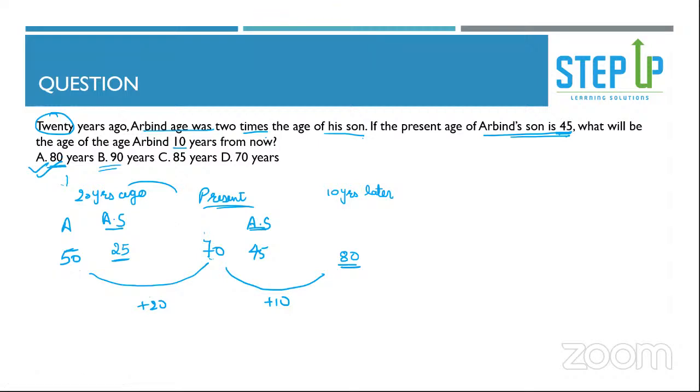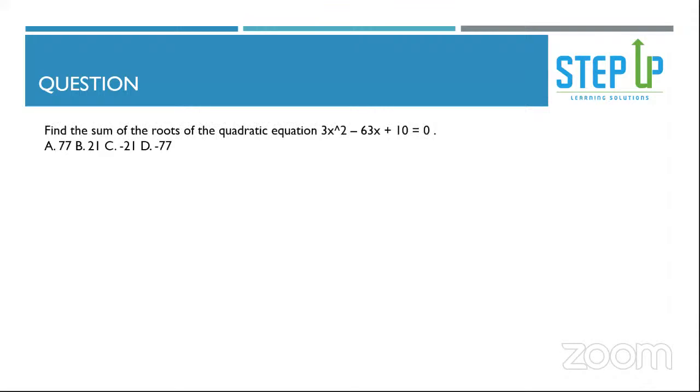I'm taking reference from the son's age, 45. Go back 20 years. 20 years ago, his son's age would be 25, so his father's age would be double, that's 50. So 20 years ago, his father was 50. It means that now his father will be 70. So 10 years later, it will be 80. Okay. All right.